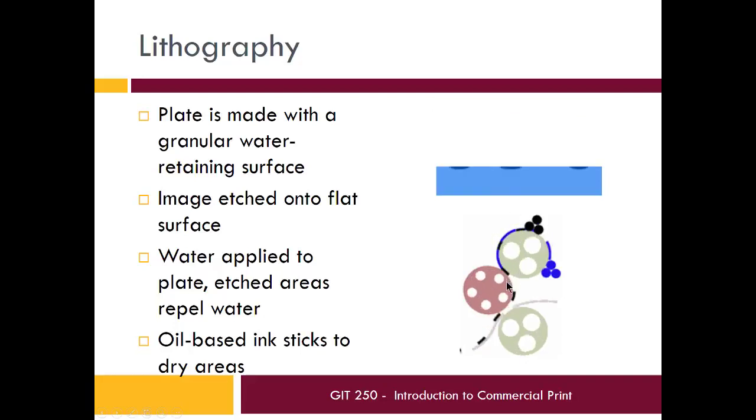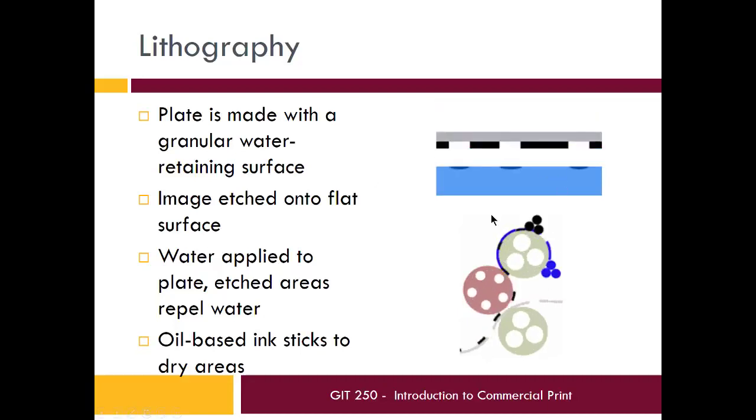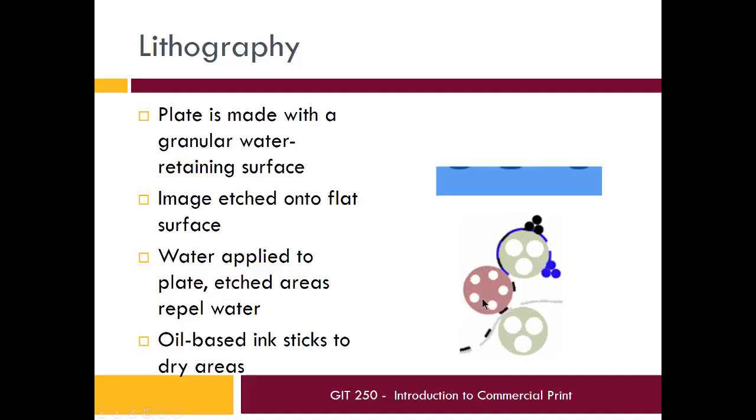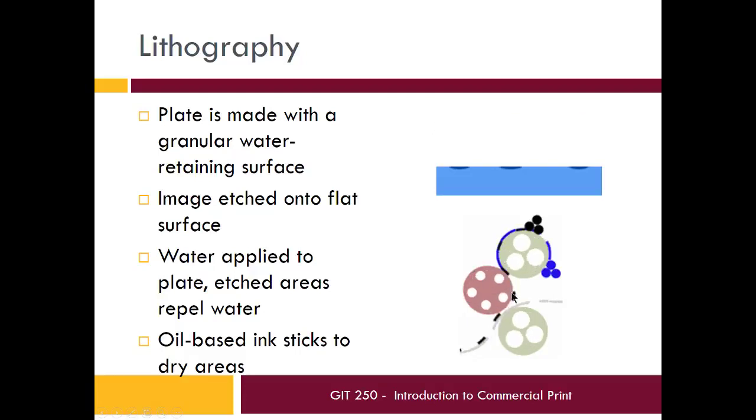And then down below, we've got a blanket cylinder, which is important here. This is why it's called offset printing. Our plate stays up here in this area. The offset blanket is where the image is transferred to. So just the ink goes onto the blanket, not the water. Not as much of it anyway.